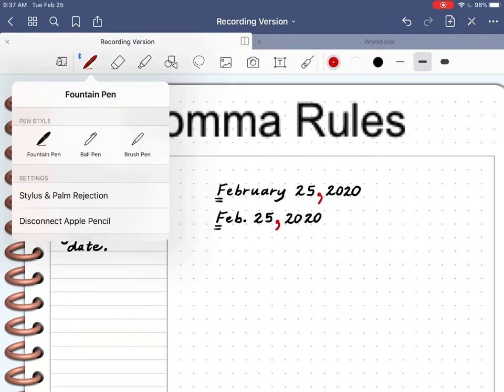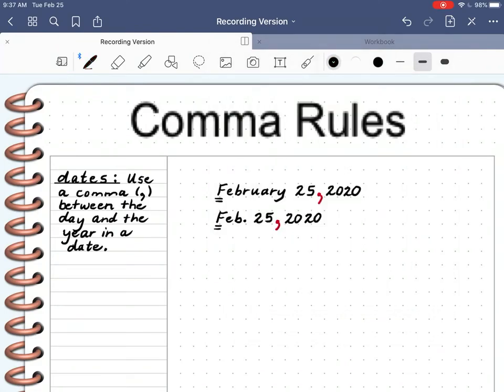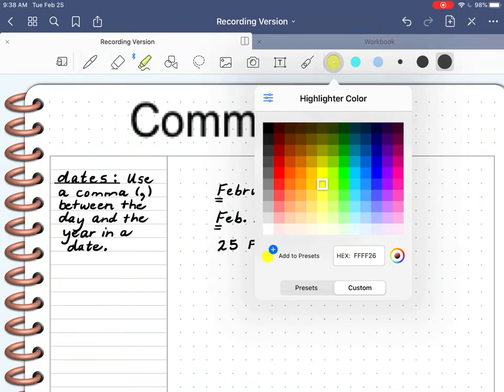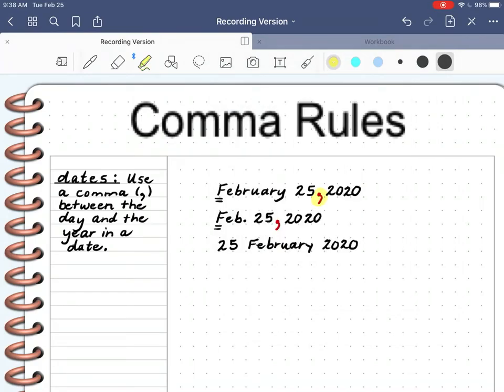My father used military notation for dates, and he would write his dates like this: 25 February 2020. And in this case, we would not use a comma because the word February separates the 25 from the year. So if you happen to live in a country, some European countries use this last format. If you write your dates that way, you don't need the comma. But if you're using the standard format for the United States, you do want the commas in there. Okay.